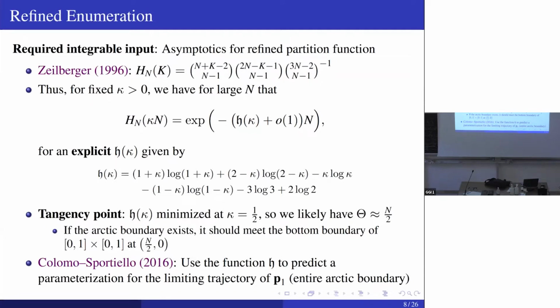Now, the tangency point you should view as the value of kappa that maximizes this probability, which is in particular the minimizer of h of kappa. Just by taking the derivative, I can locate the minimizer of h of kappa, which is where kappa is equal to a half. So the most likely location is kappa equal to a half, which tells me that most likely theta is equal to n over 2. This indicates that if the Arctic boundary exists, the location where it exits the bottommost line, where it's tangent to the domain of the model, is going to be at n over 2, 0. But the remarkable fact is that you can use this function h of kappa to locate not only the bottommost point of the Arctic curve, but the whole curve itself. Let me take a few slides to explain that.